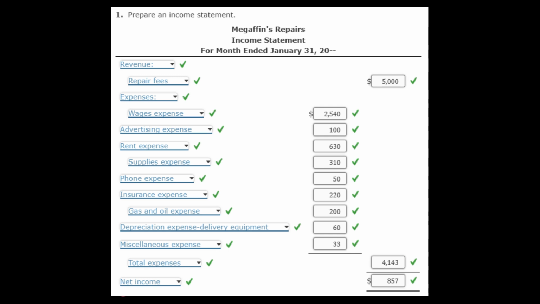Then you're going to list all of the expenses. Okay. We put them, I see wages, advertising, rent, supplies, phone, insurance, gas and oil, then our depreciation expense for that delivery equipment and our miscellaneous expense. So we put all those in, then we add them up, and that's where you see on my screen a $4,143. Now, income statement, revenue minus expenses, so $5,000 minus $4,143 gives us a net income, because it's a positive number, of $857.